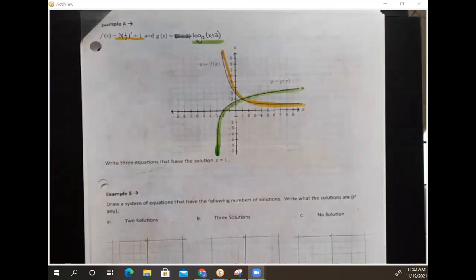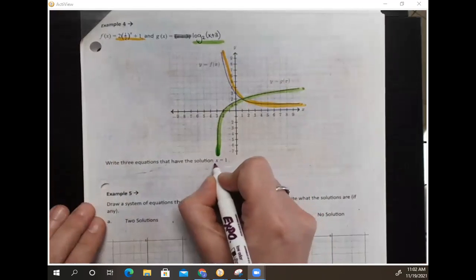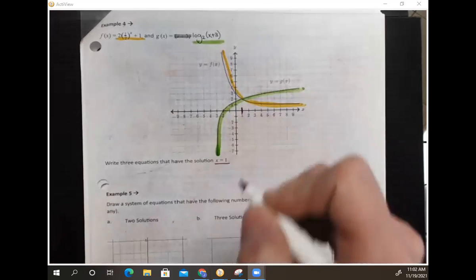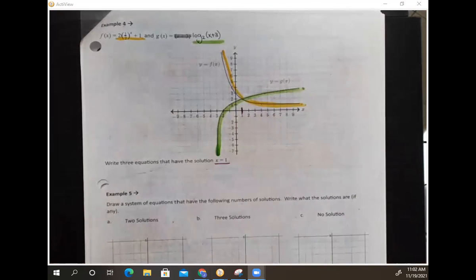And for example 4, this time we are going to write the equations. So I want to write 3 equations. I want all of them to have x equals 1 as a solution. So that means when I look at my graph, x equals 1 should be that value that I care about. Anybody have an idea for something that would have a solution of x equals 1? Anything interesting happen when x equals 1?